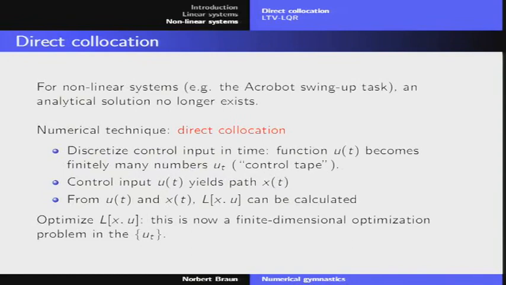Now once we have that control input, we can put the control input into the equations of motion, and we get a path. Now from that path and from the control input, we can again calculate the path cost. And this is what we want to optimize. So we now have a finite dimensional optimization problem in these finitely many numbers. And what we want to optimize is this sort of function. Now this could, for example, look just like a path cost I introduced for the linear systems. It could also be something different. It doesn't really matter.